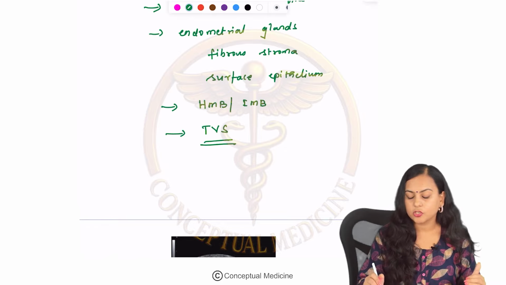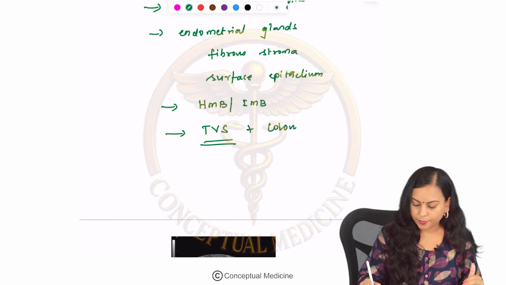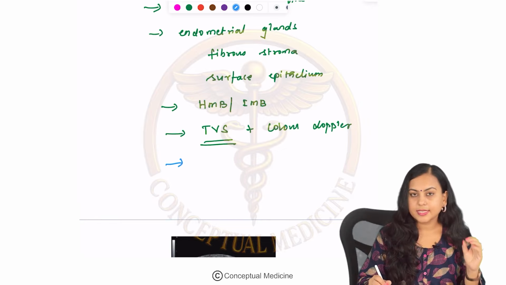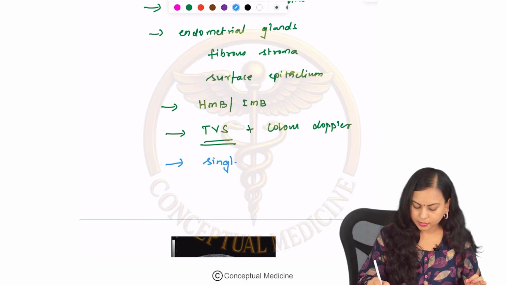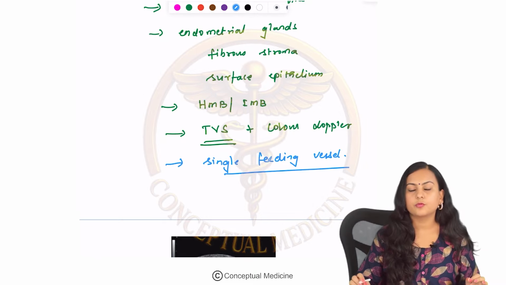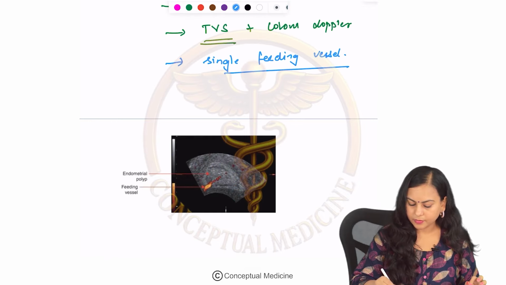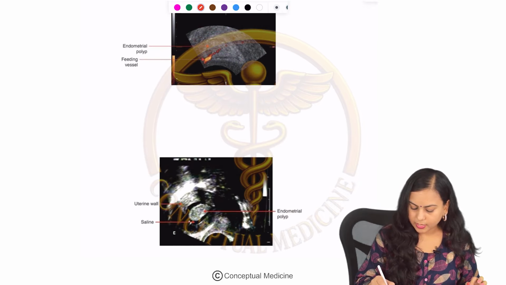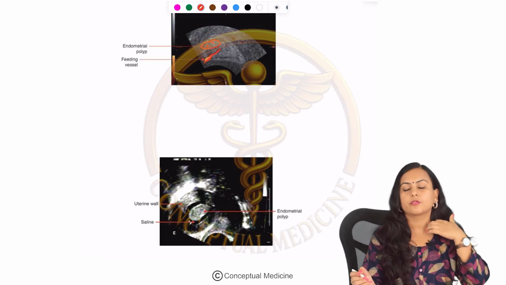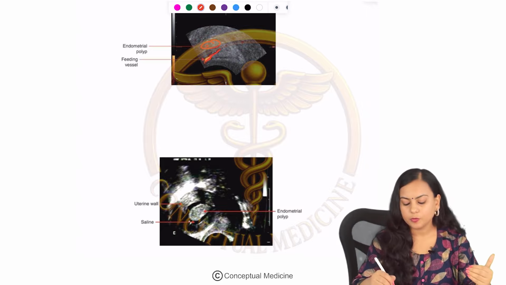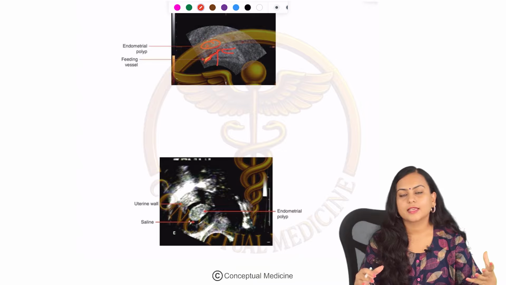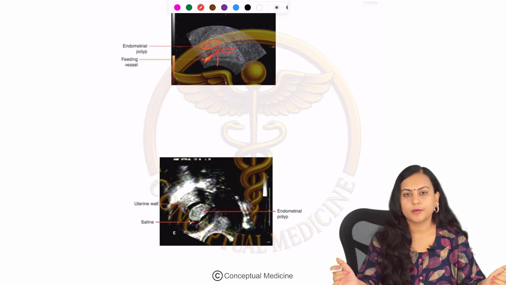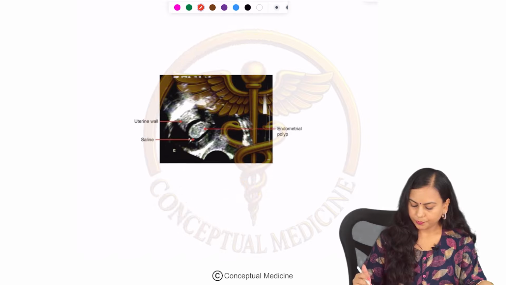done as an investigation of choice with color Doppler. Okay. So what you will see is, you will be able to see a single feeding vessel when you put color Doppler. Okay, so this is how it will be. You are able to see an endometrial polyp here that is arising, and you have a single feeding vessel like this. Okay, so this is going to be an endometrial polyp. Suppose you are able to see multiple vessels like this, then it is going to be a leiomyoma or a fibroid, right?